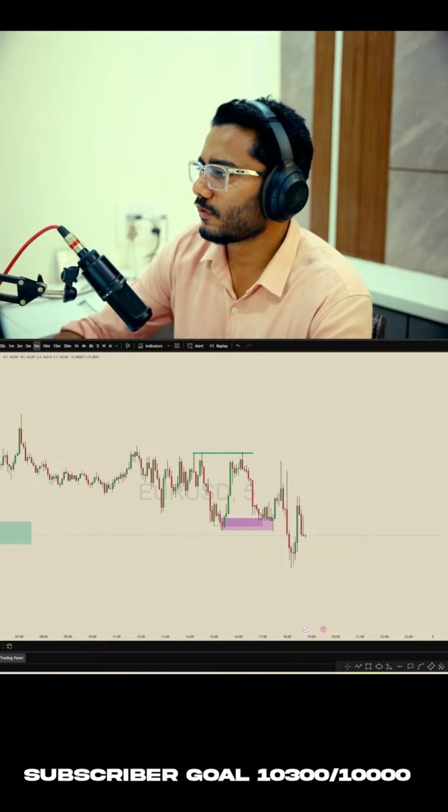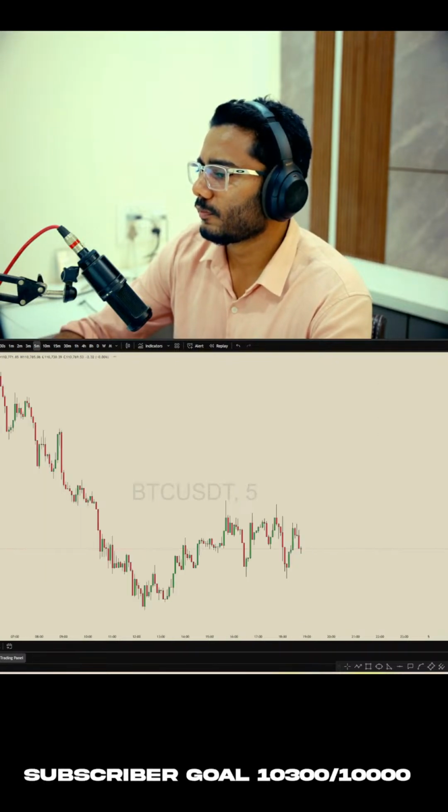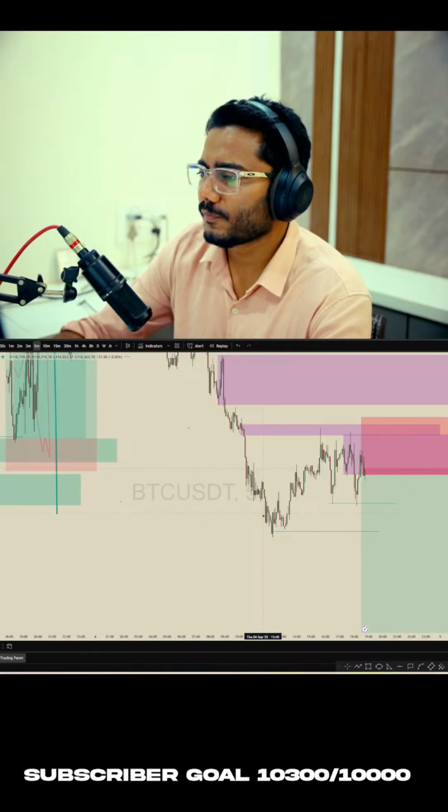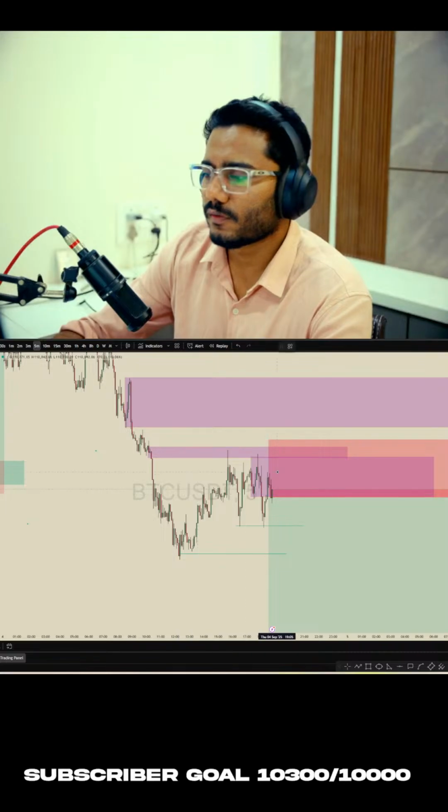Everything here is consolidating. Let us see. So price did not create any liquidity. So it's just consolidating, so this is not an entry.